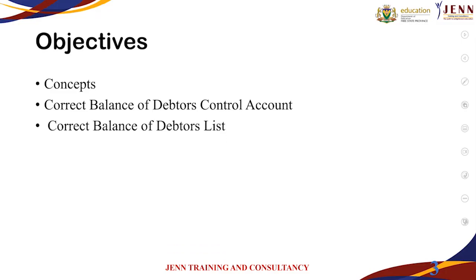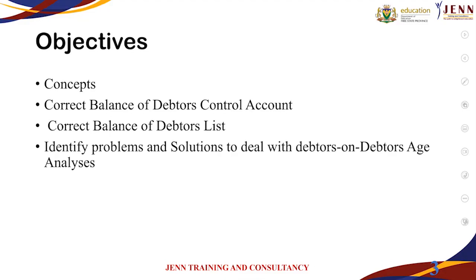And then the next one will be the correct balance of the debtors list. Remember, we can make an error as the business, or we can omit certain information on our individual debtors. So by the end of this lesson, you will definitely learn how to do the correct balance of the debtors list. And then the other one, which I believe will be the last one.